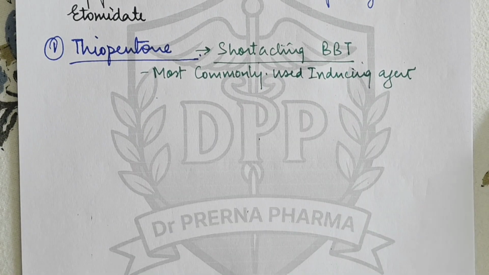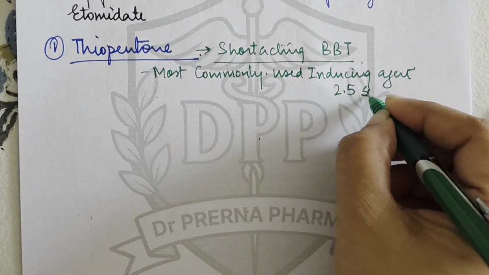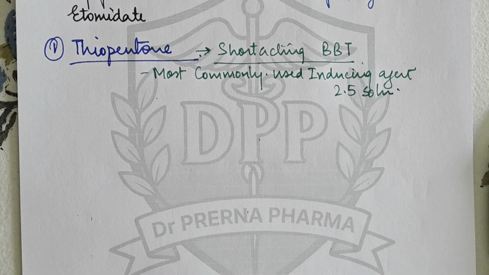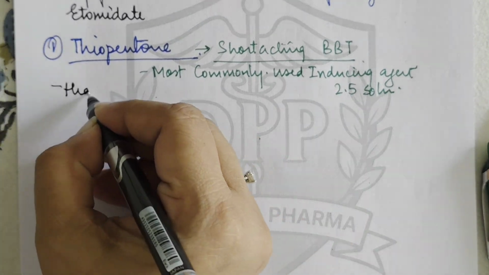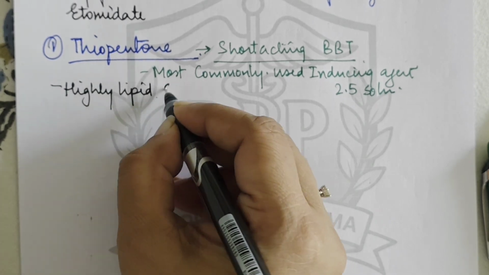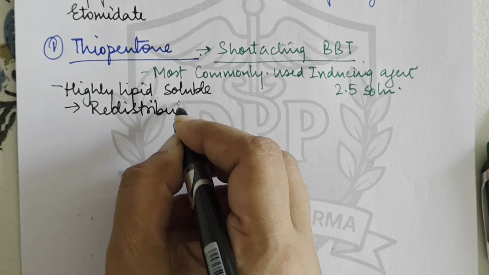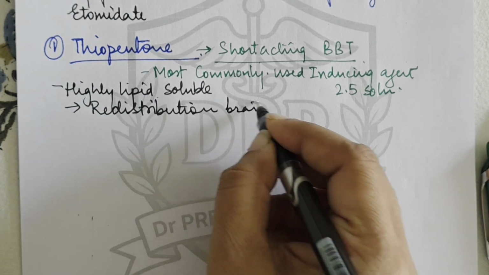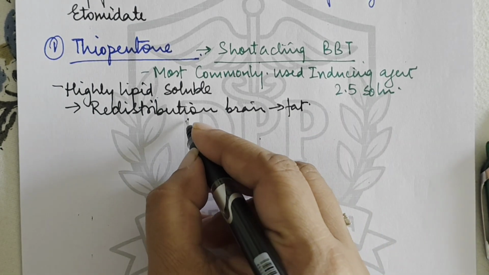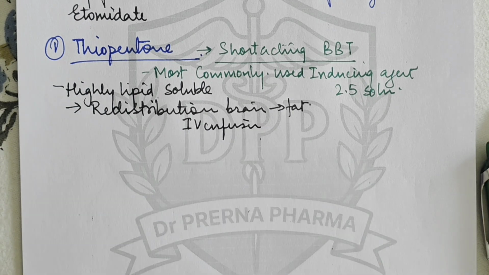Now it is used as a 2.5% solution. Now a very interesting fact about thiopental, you all know that it is very highly lipid soluble, right? So due to high lipid solubility, it has a phenomenon which is called redistribution, in which from the brain it goes to fat, right? And so continuous IV infusion is required to be given.